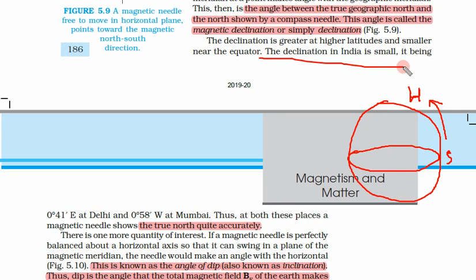The declination in India is small. Why? Because India is a country just near the equator. India is somewhere near the equator. So the declination in India is small, being 0 degree 0.41 minute east at Delhi and 0 degree 0.58 minute west at Mumbai.